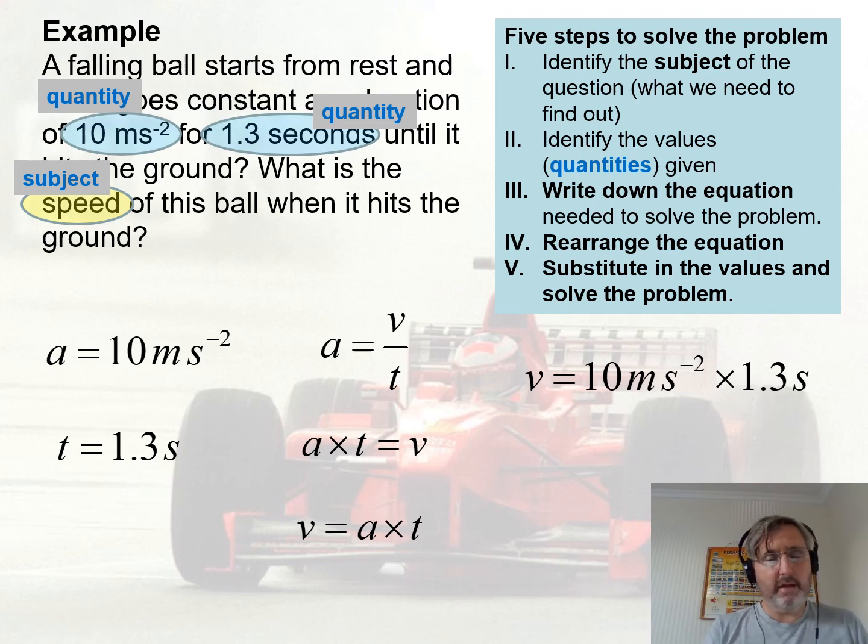V equals 10 times 1.3. I think most of us could do that in our head. Velocity equals 13 meters per second. And we've used each of the 5 steps here to solve the problem of what is the speed of this ball when it hits the ground. It's going to be 13 meters per second.